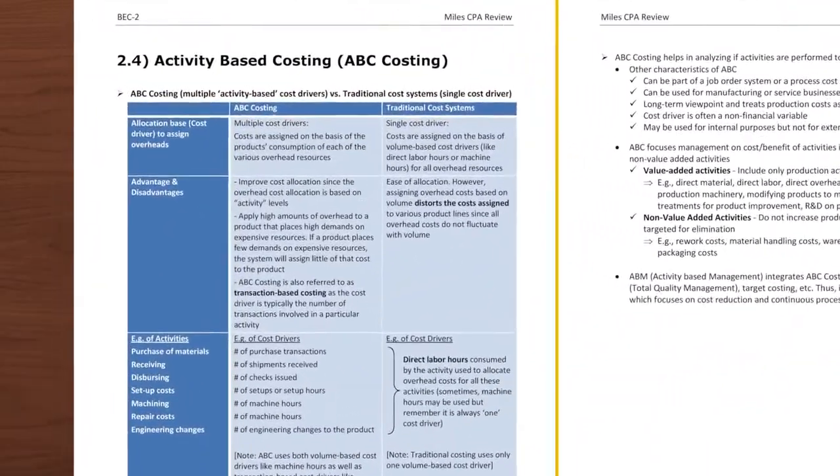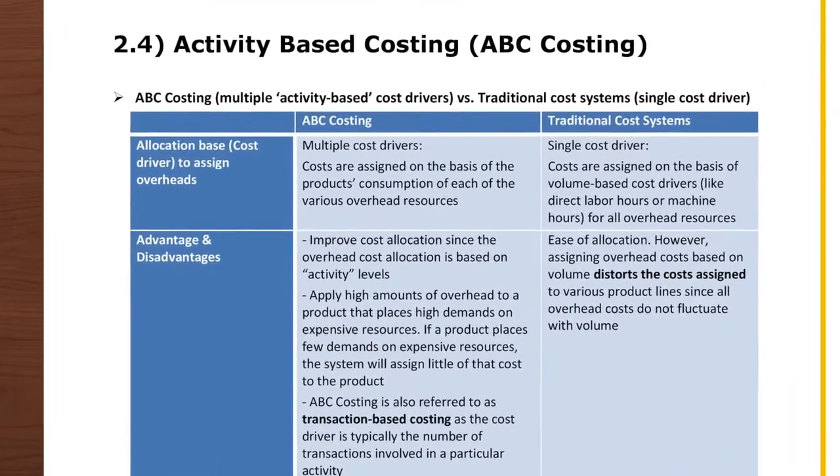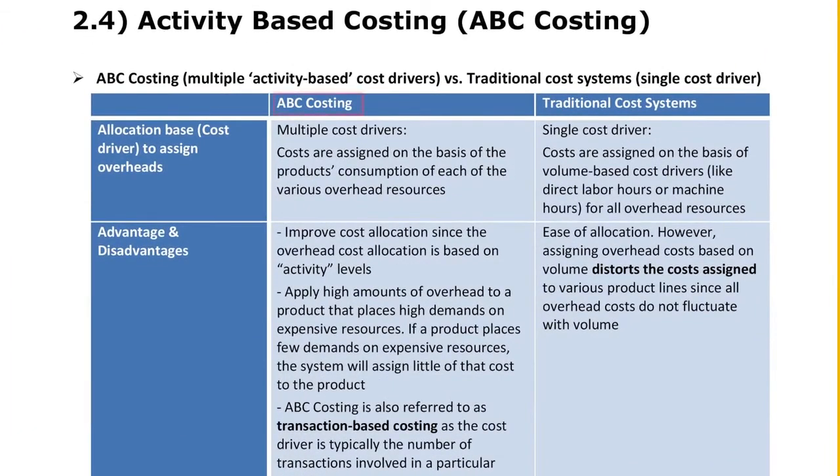On page 26, we're looking at activity based costing. Put a box around ABC costing, highlight multiple cost drivers. Highlight costs are assigned on the basis of the product's consumption of each of the various overhead resources. Next, put a box around traditional cost systems, where we use, highlight, single cost driver. Highlight costs are assigned on the basis of volume based cost drivers like direct labor hours or machine hours for all overhead resources.